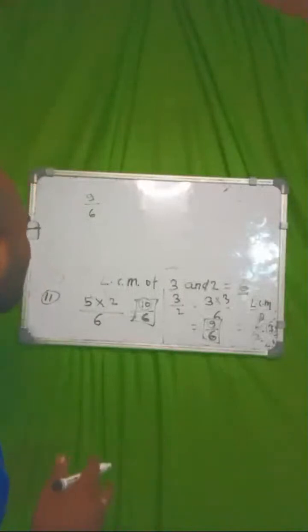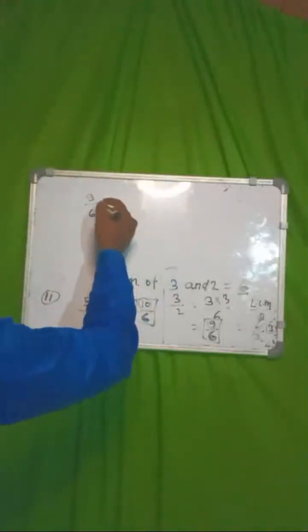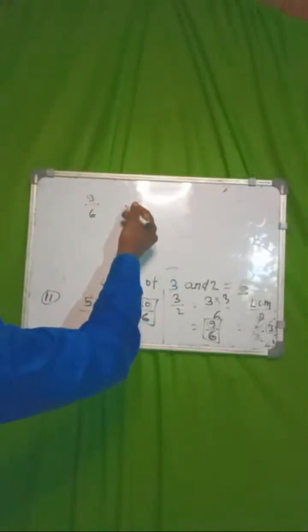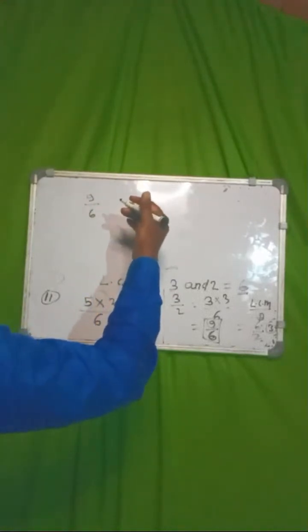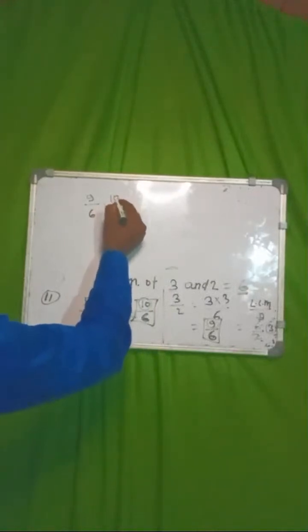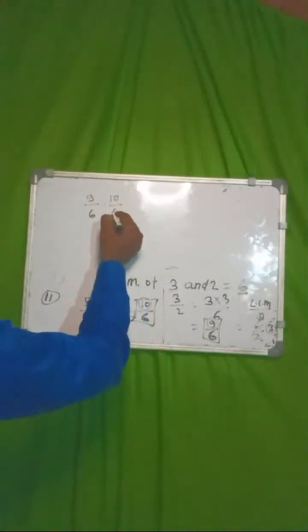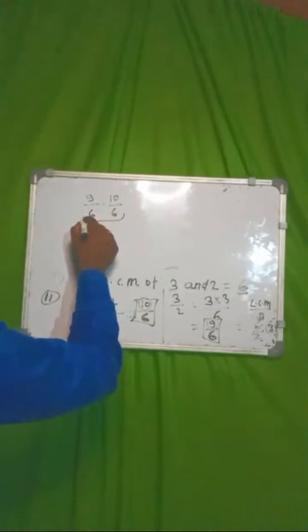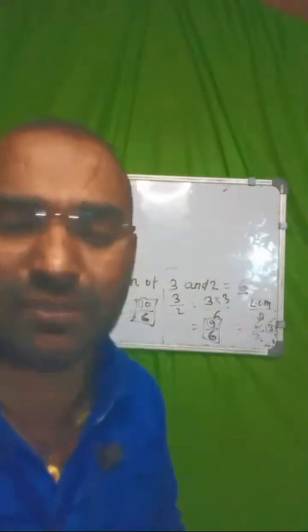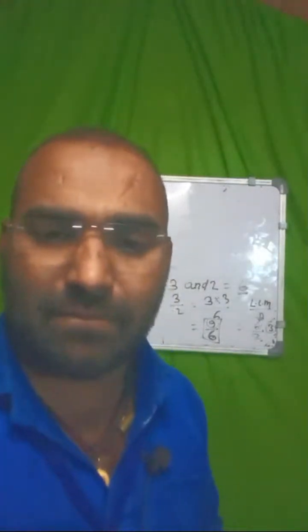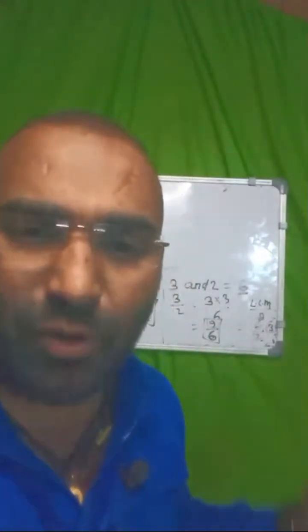Okay. Now what we have to do, just serial number. The next rational number will be what, guys? 10 divided by 6. So these are the two rational numbers. Is there any confusion about this?